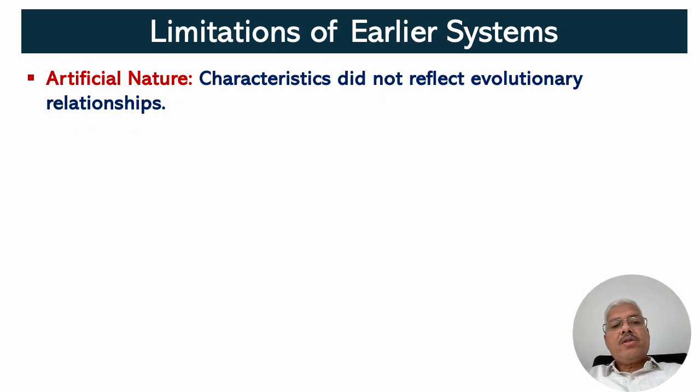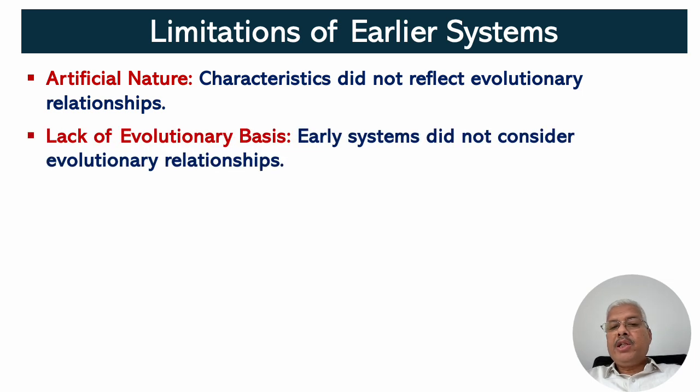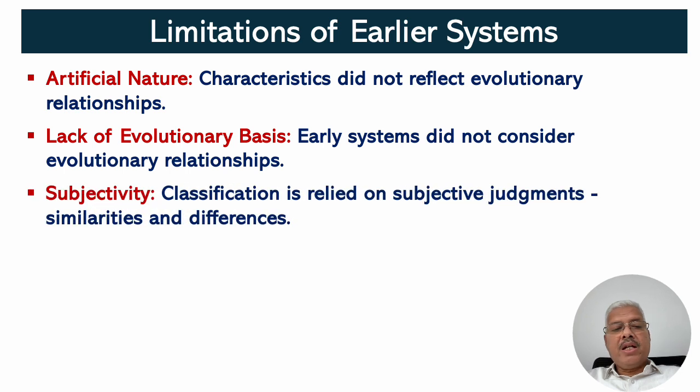Older classification systems faced several limitations that ultimately necessitated a more accurate and reflective approach. Many older systems were based on artificial characteristics. These characteristics often did not reflect evolutionary relationships, leading to inaccurate groupings. Early systems did not explicitly consider evolutionary relationships, which are fundamental to the understanding of the diversity of life. This limited their ability to provide a coherent framework for classifying organisms.